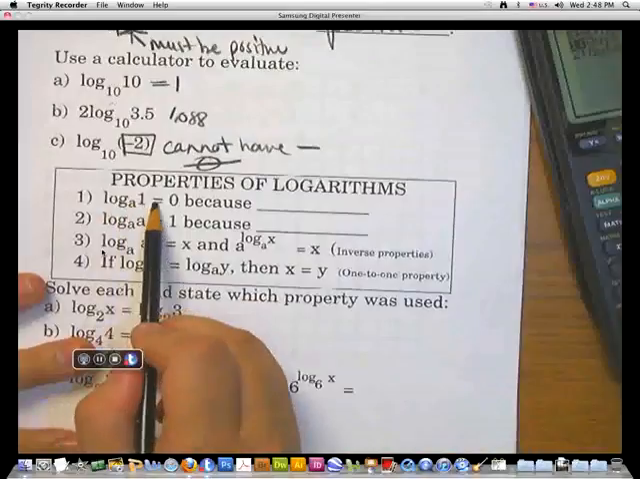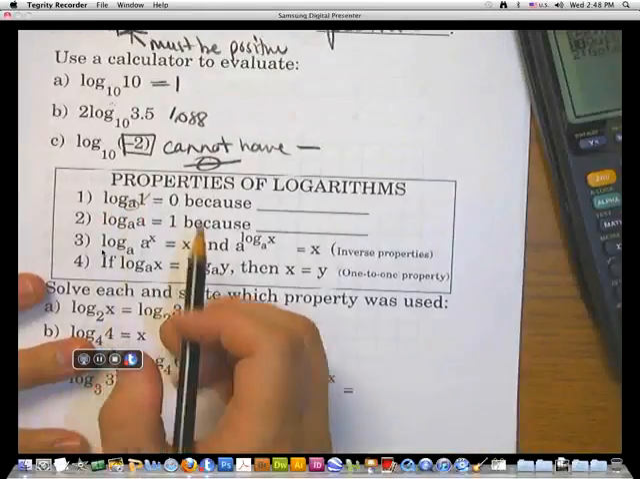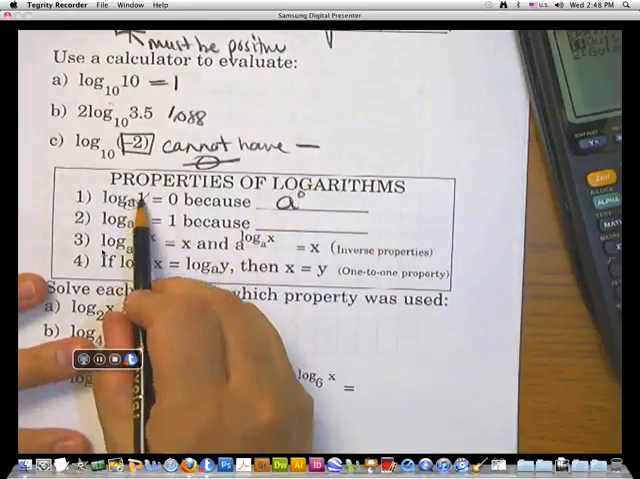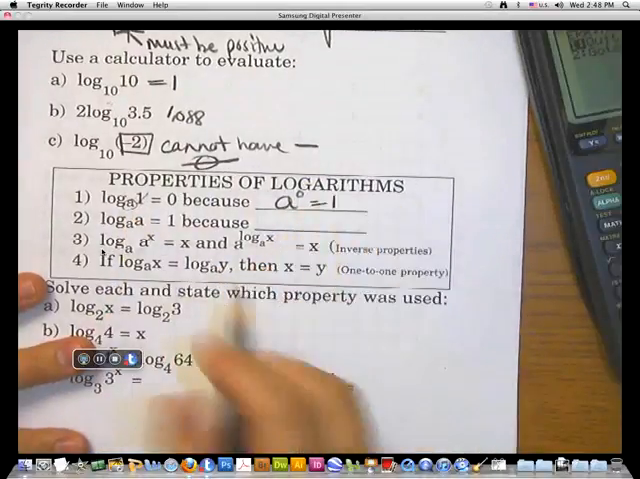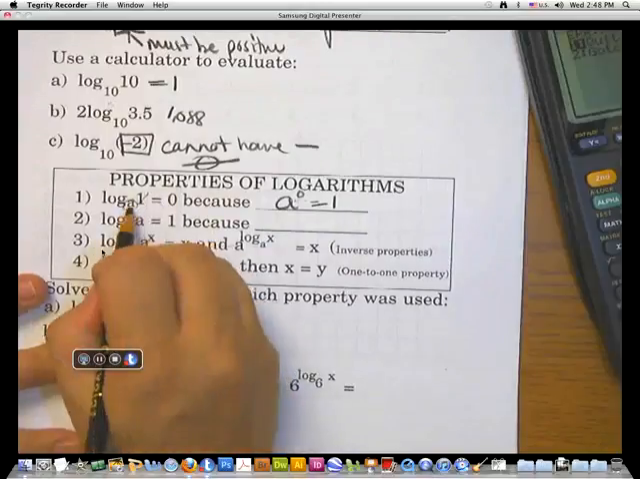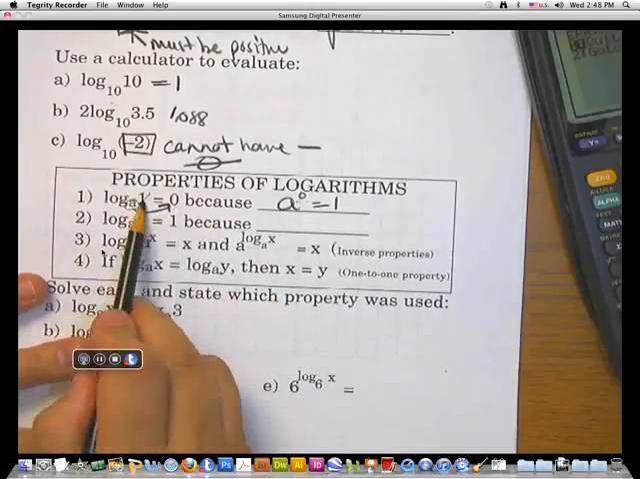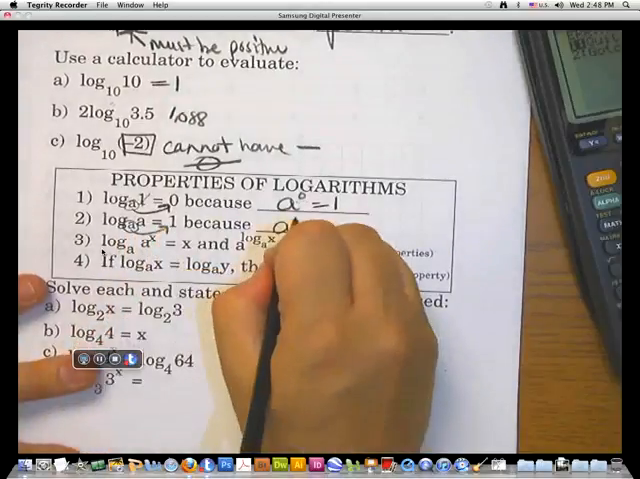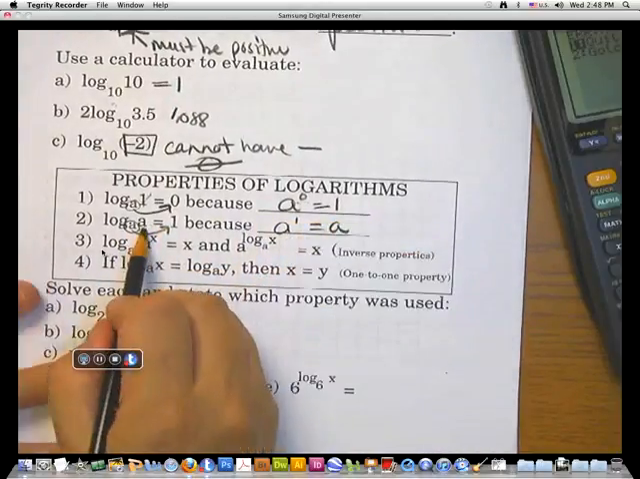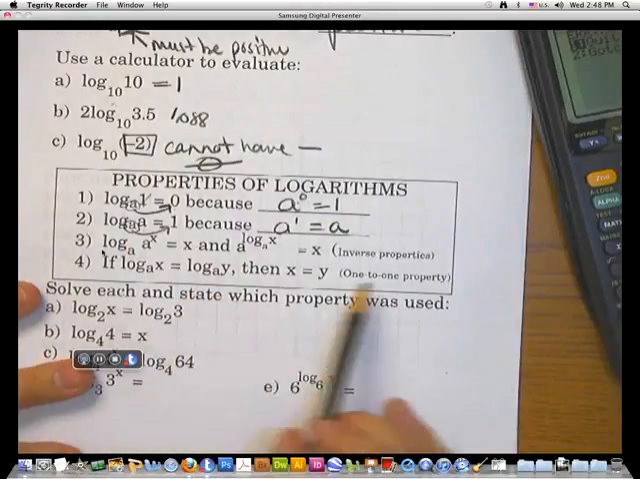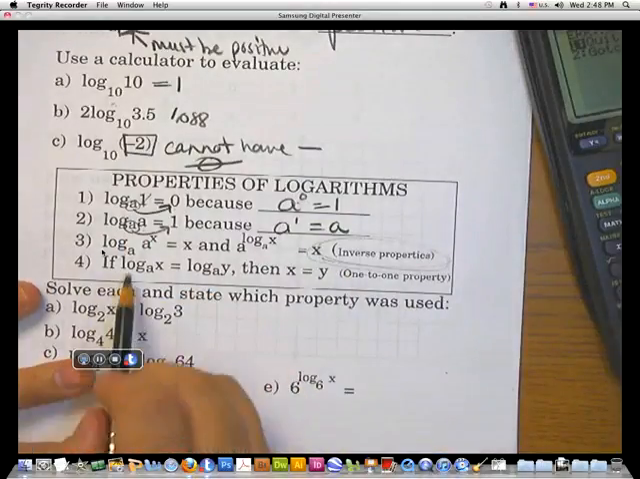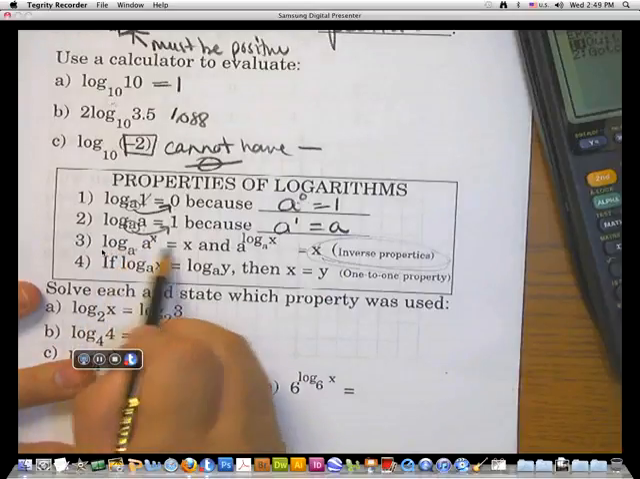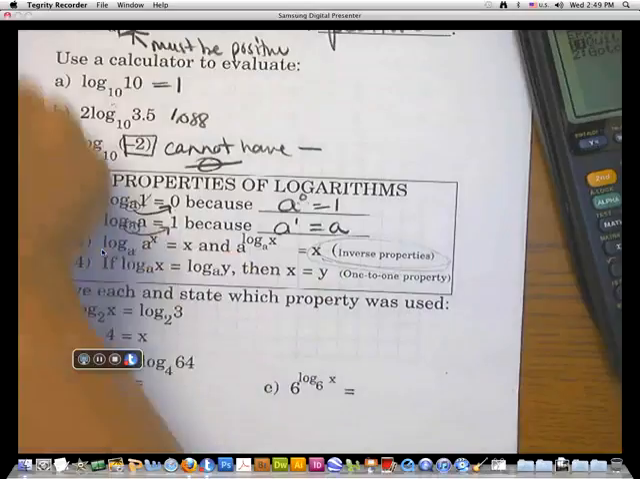All right, log base a of 1 is 0. Any base, because the only exponent I can put on the base to get 1 is 0. This is that whole transformation. The base kicks up the other side, leaving that number. This is called the inverse property. If I have a log base a of a number, it equals the exponent.